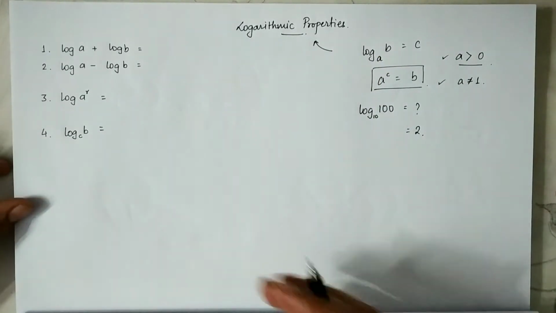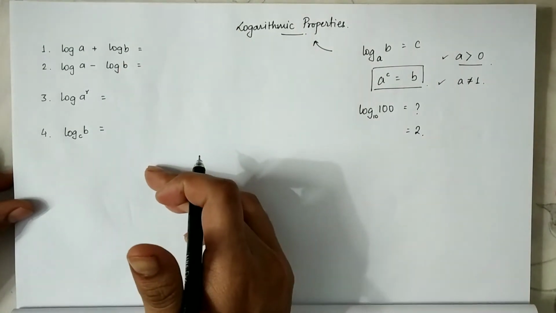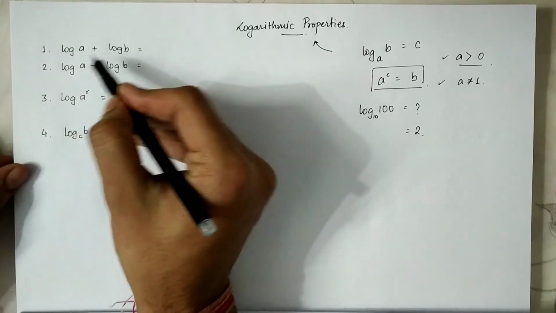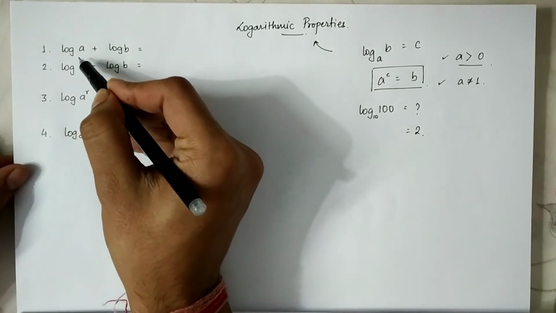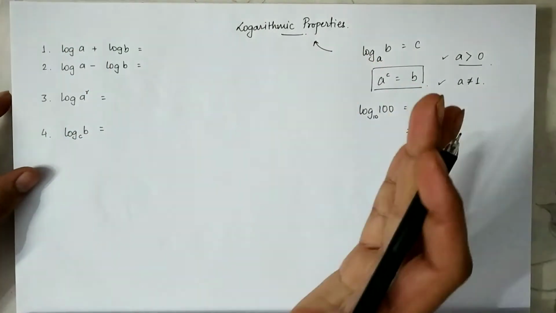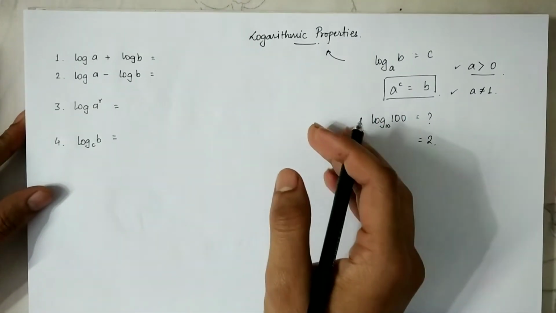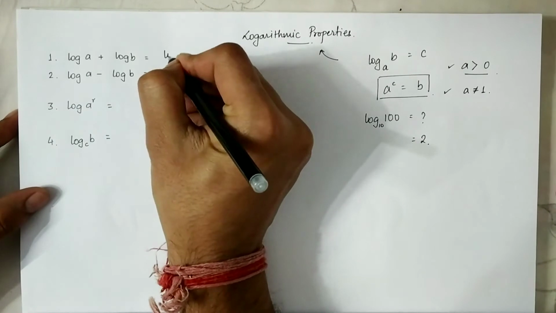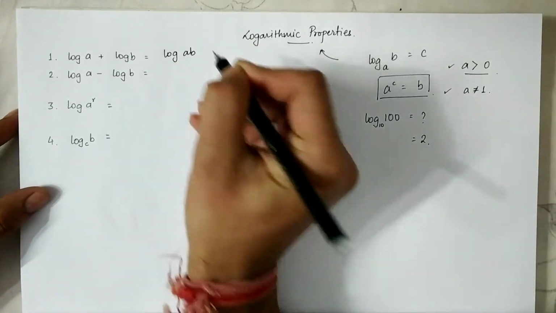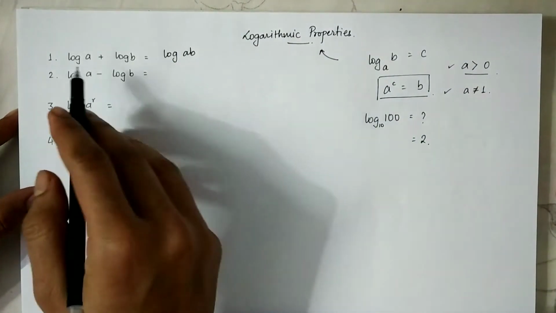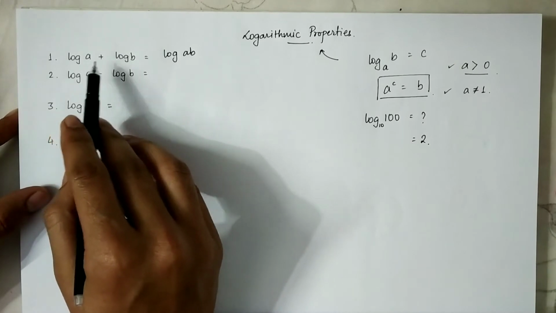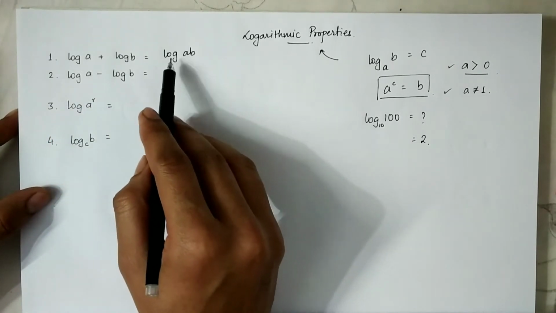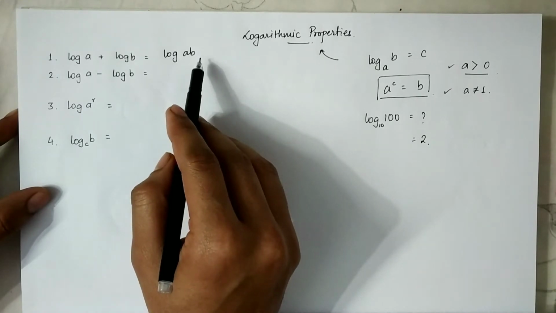Now here are a few properties which this log follows. By default each one of them has the base 10. If nothing is written, then by default the base is 10. So in that case log a plus log b is nothing but log ab. Like log 5 plus log 2 will give me log 5 into 2, that is log 10, and log 10 will be 1.